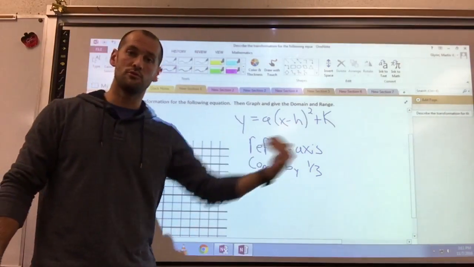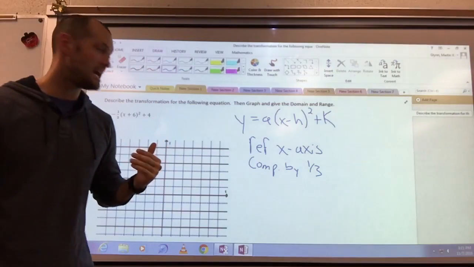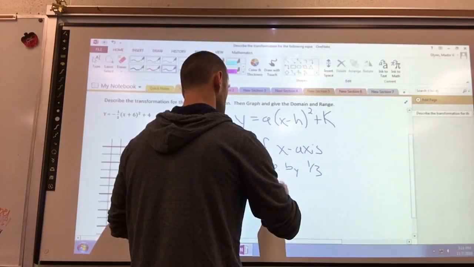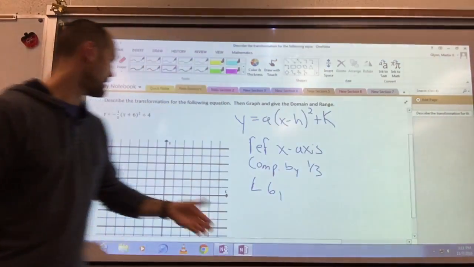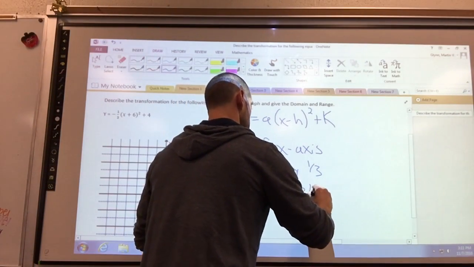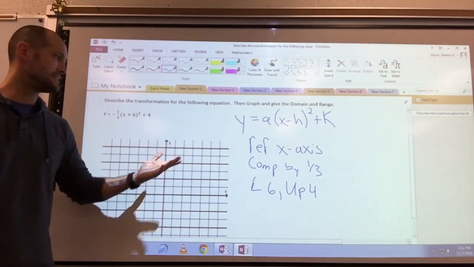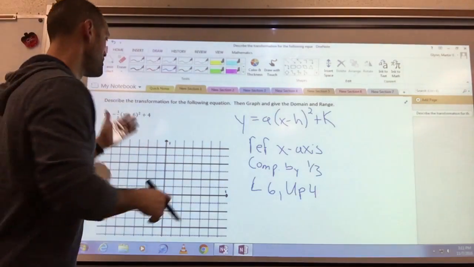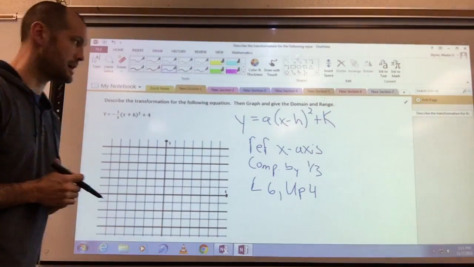Next, the h value. Now this tells me whether I move left or right. Because I'm adding 6, I'm going to the left 6. Lastly, the k value tells me up or down. I'm adding 4, so I'm going up 4. And that is all the transformation that you would need. Now, there's a lot of points there, and it's easy if you've studied and know by looking at it: up, down, left, right, stretch, compress, reflect, okay?